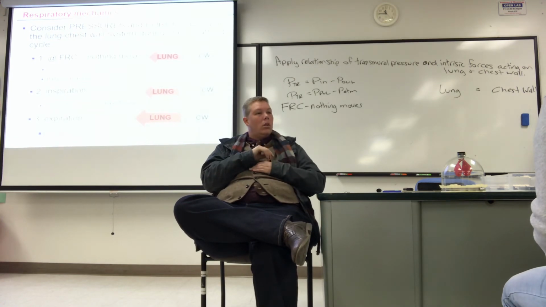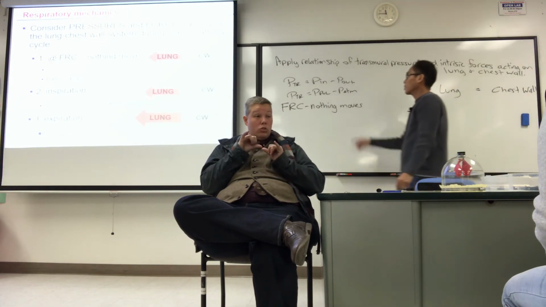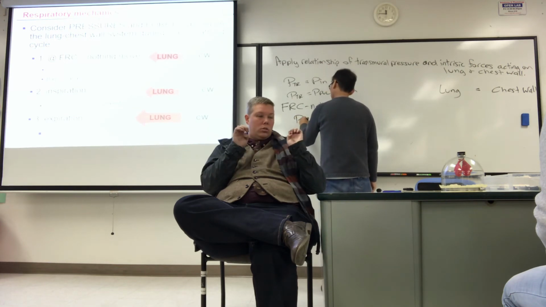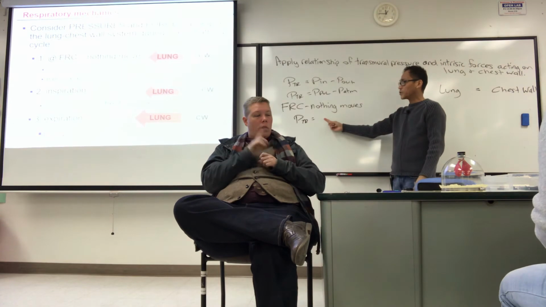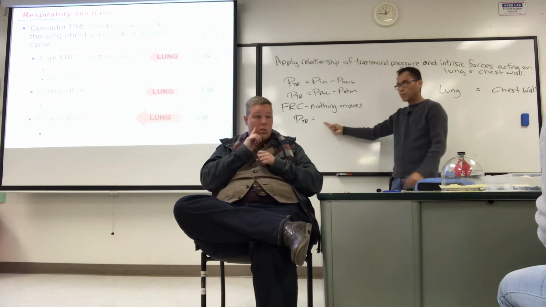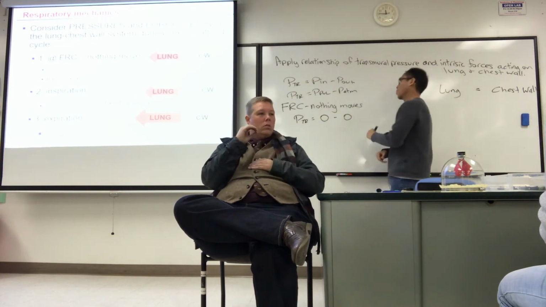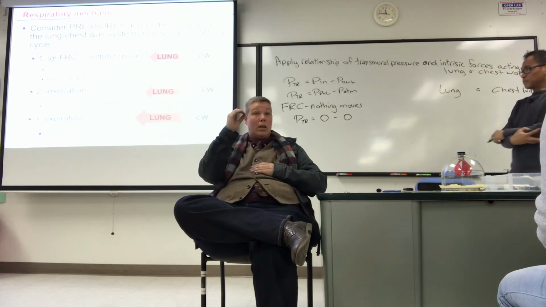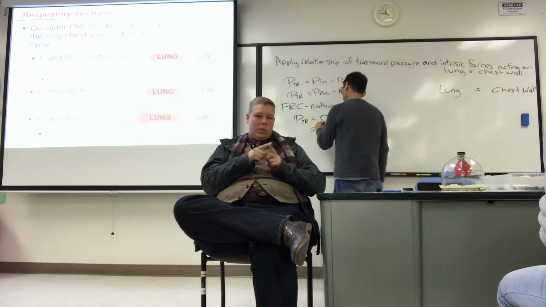And so if we were to measure our equation here, transmural pressure, the intrapulmonary pressure right before you take a breath is actually 0. It has equilibrated with the atmospheric pressure, which is also 0. So it becomes a very easy calculation because 0 minus 0 equals 0.